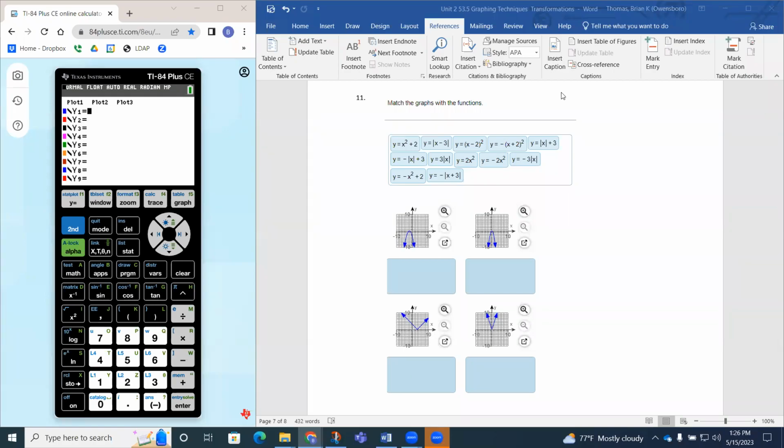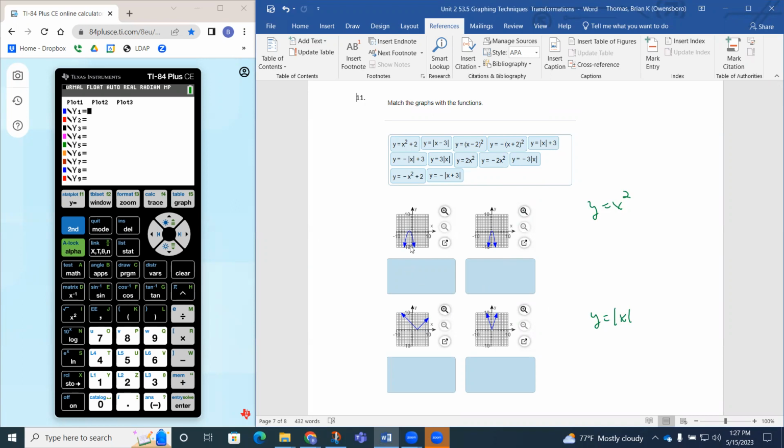So question 11 says, match the graphs with the functions. So again, we have a bunch of functions and 4 graphs. And if I look at the graphs, it looks like the top 2 are quadratic or square functions, if you will. So it looks like y equals x squared up here, and then it looks like we have some absolute value ones down here again.